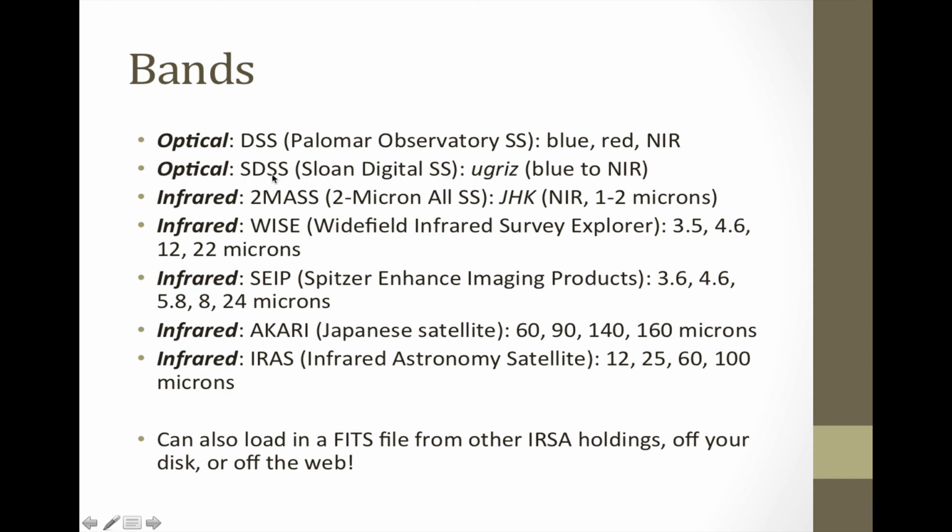There's also an optical survey from the Sloan Digital Sky Survey. Those are 5 bands, u, g, r, i, and z. The Sloan telescope is in New Mexico, and it didn't do the whole sky, but it did a rather large chunk of it.